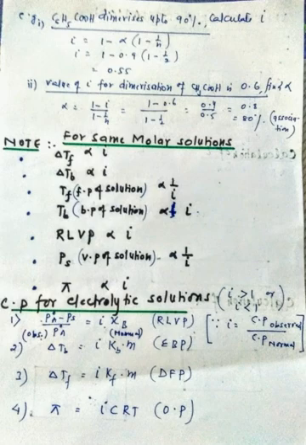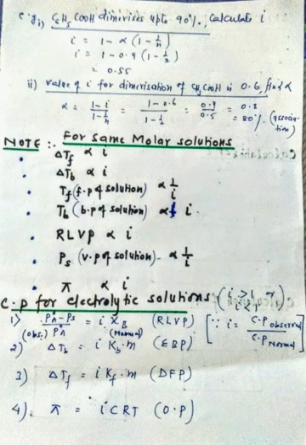Now say, if we have same molar solutions, then in such type of solutions, delta Tf, that is depression in freezing point, is directly proportional to i, that is the value of depression in freezing point increases with increase in van't Hoff factor value. Similarly, delta Tb, that is elevation in boiling point, is also directly proportional to i. So the value of delta Tb increases with increase in the value of i. So Tf, that is the freezing point of solution, is inversely proportional to i. Tb, that is boiling point of solution, is directly proportional to i.